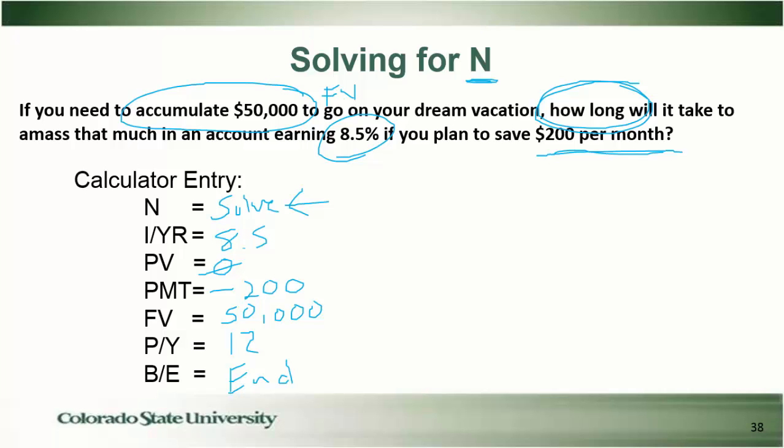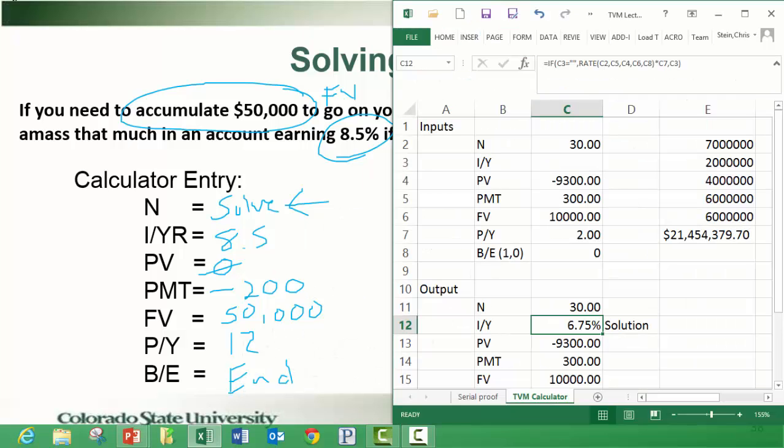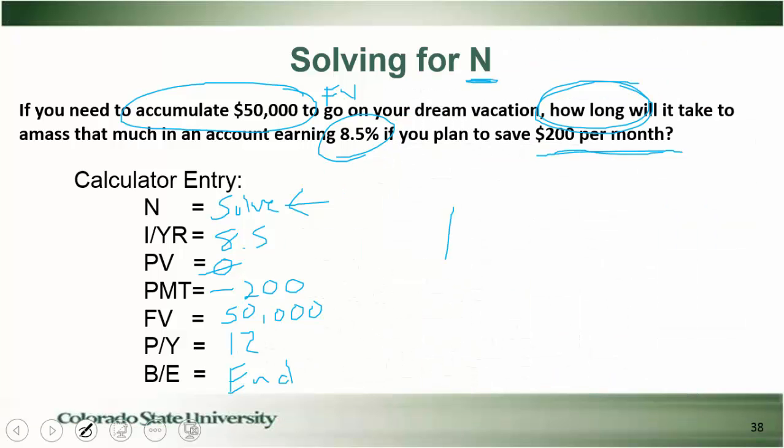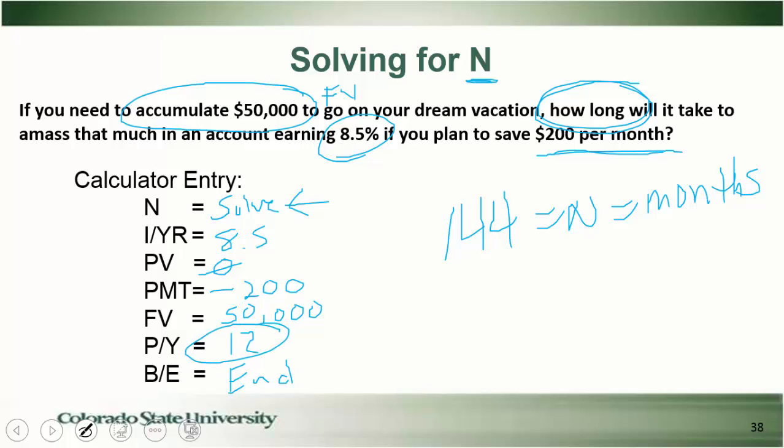Sorry, my mouse again is acting crazy. So my n here, I'm solving for n, so I leave that blank. My interest per year, 8.5%. Present value is 0. I'm putting away 200 bucks every month, so my periods per year is 12. And I need $50,000 at the end. There's my solution. 144 periods. How long are my periods? 144 is my n, and that's months, because my periods, I define my periods right here. There's 12 per year, so that's monthly.